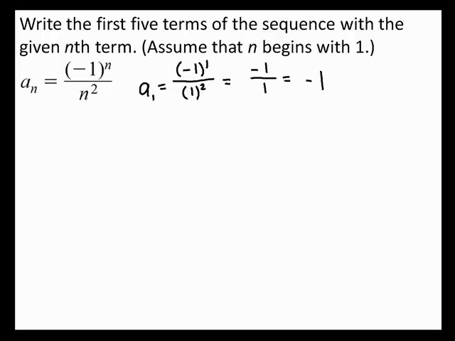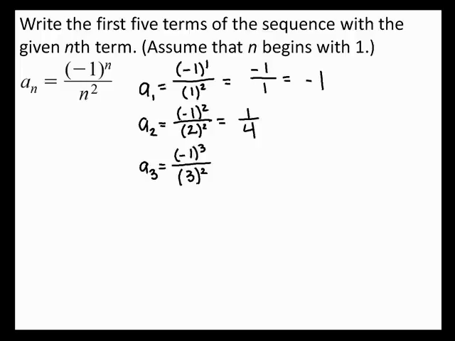Substitute 2 in for n. Simplify (-1)^2 and 2 squared. You find that a sub 2 is equal to 1/4. Substitute 3 in for n. Simplify (-1)^3 and 3 squared. Simplify -1 divided by 9. You find that a sub 3 is equal to -1/9.